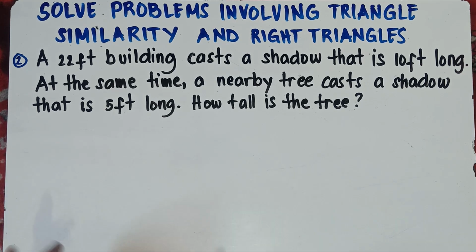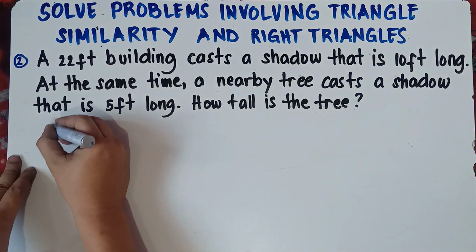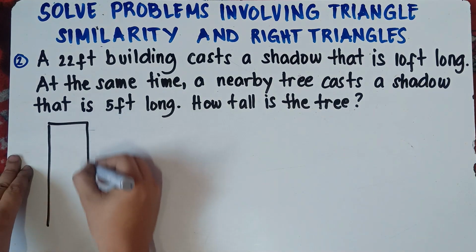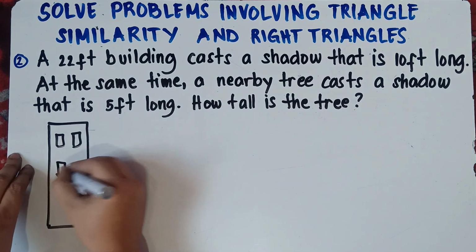So once again, you need to understand this one, class. The next step, you draw the illustration. We have a given 22-feet building. Let's assume, class, that this is the building and the height is 22 feet.